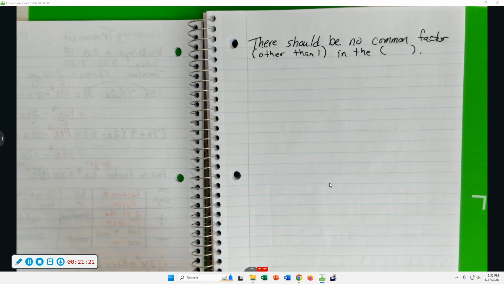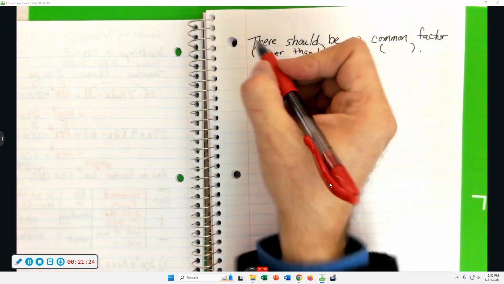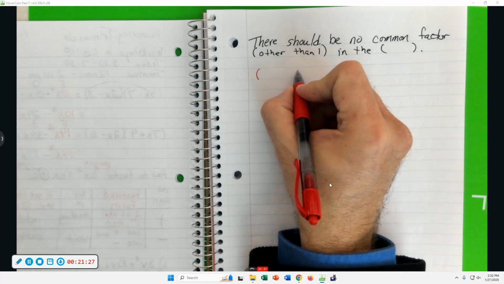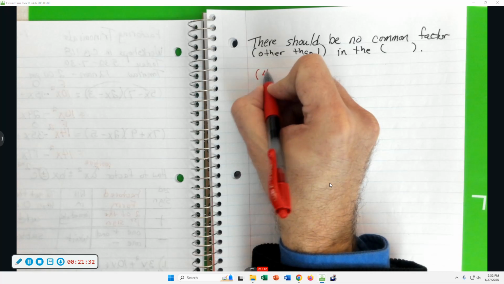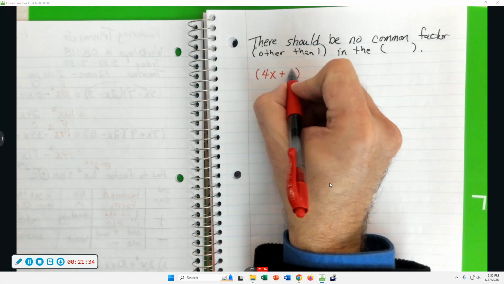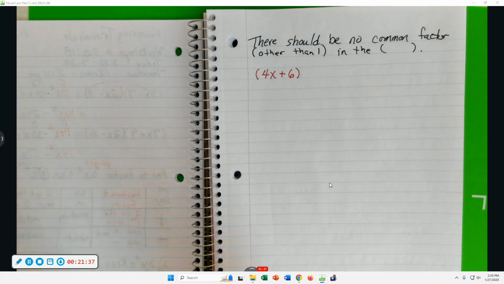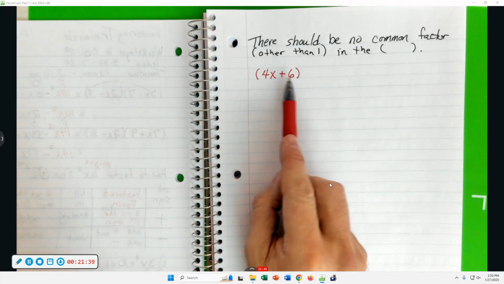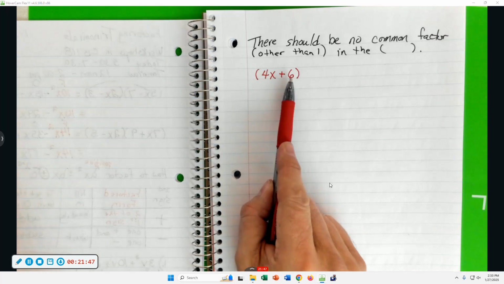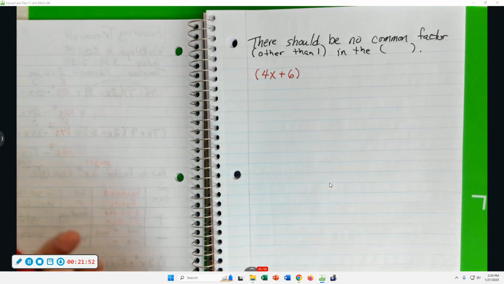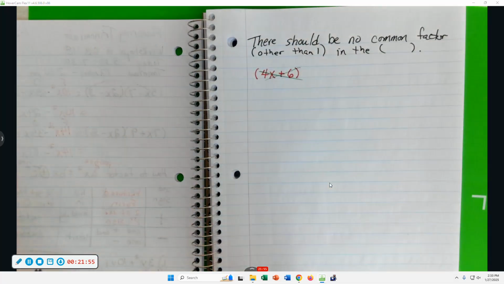What the heck does that mean? Okay, well, let's look at this. Suppose I had this set of parentheses: 4x plus 6. If you have 4x plus 6 in a set of parentheses, your factorization cannot possibly be correct. What number other than 1 divides into 4 and 6? 2. Can't have it. You can only have common factors of 1.